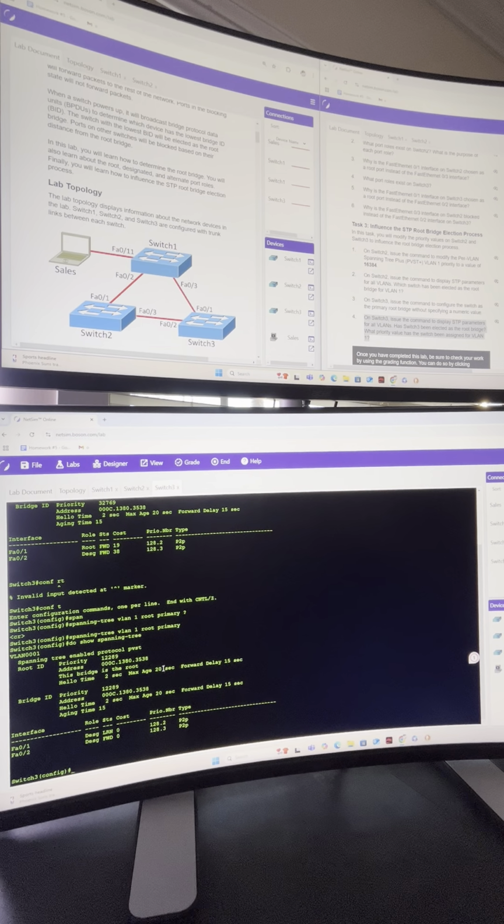And we can see that switch 3 is the root bridge by this output in the root ID. It says this is the root bridge. And we can see the priority that was configured is 12,289. So that looks to be the end of this lab.